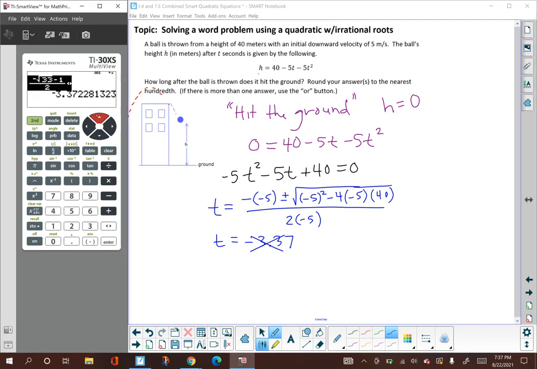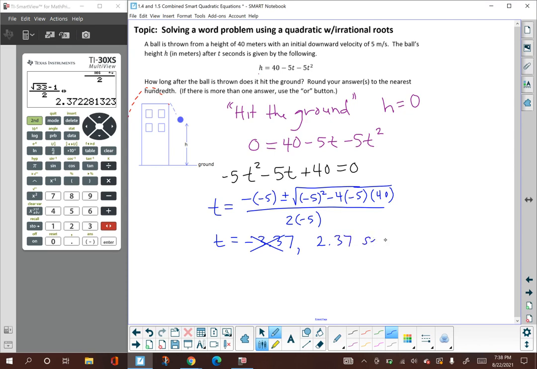So if you're good at converting or using your calculator, you could just input, or you can go up and select the line and scroll back and change it to a minus. If you're not good at that, just retype it. But some people are really good at editing in their calculator. So our second answer, which is the one that makes sense in the context of the problem, is 2.37 seconds. And that's what we would type in for our answer.